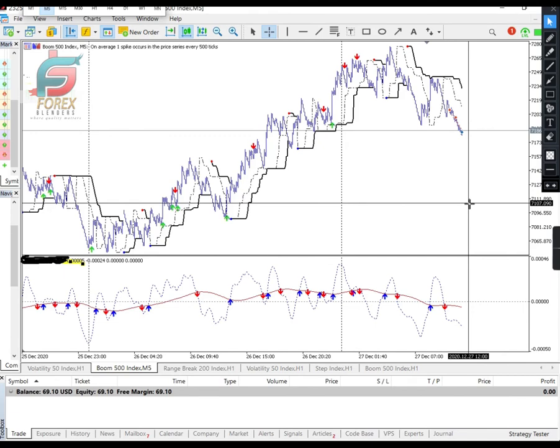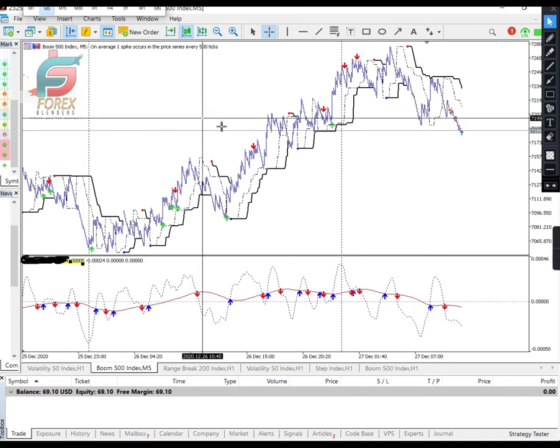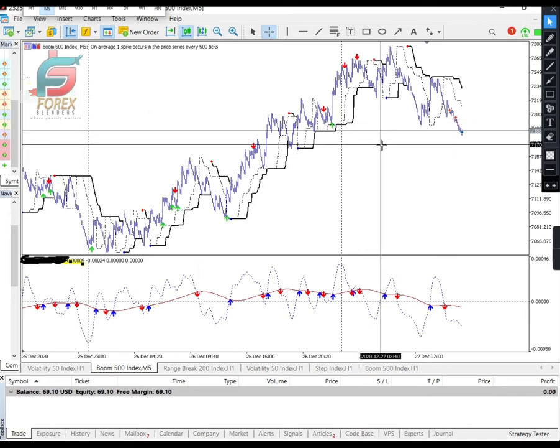Another thing, this indicator has to be used on 5 minutes only. Don't go for 1 minute, because on 1 minute, one spike will hit your stop loss. But 5 minutes is better. 5 minutes will get more setups, and 15 minutes won't get as many setups.